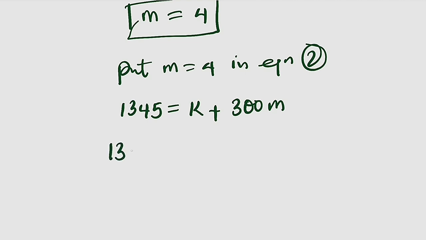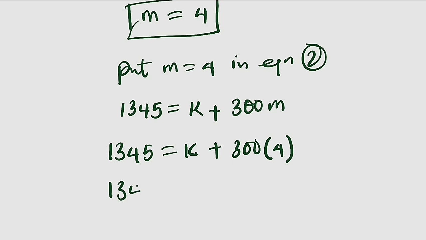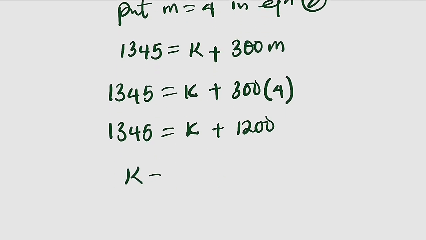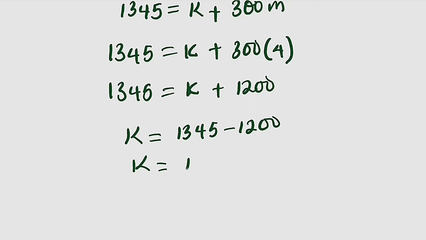So this is 1,345 equals K plus 300 multiplied by M, which is 4. This is 1,345 equals K plus 1,200. Then to find the value of K, we're going to subtract 1,200 on both sides. So this is 1,345 minus 1,200. And K is equal to 145. All right, we have obtained the value of K and M.